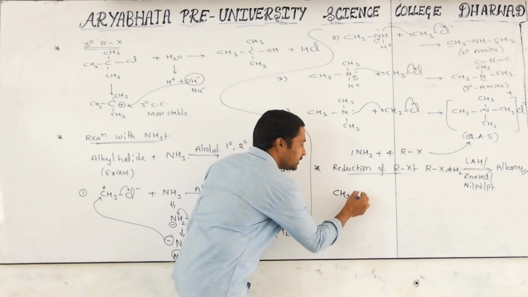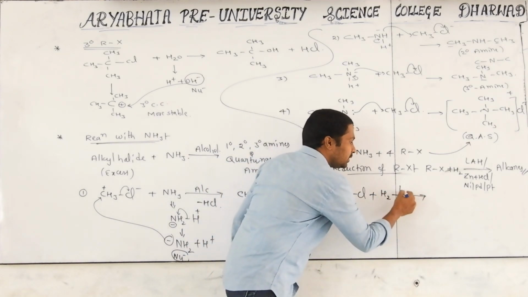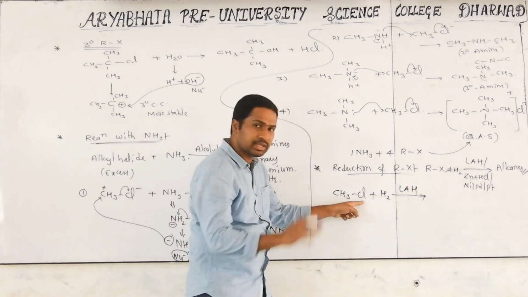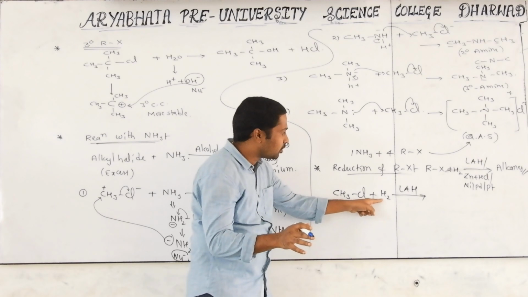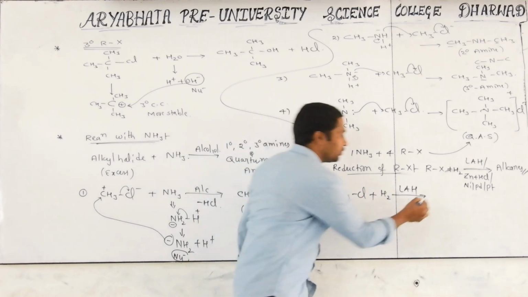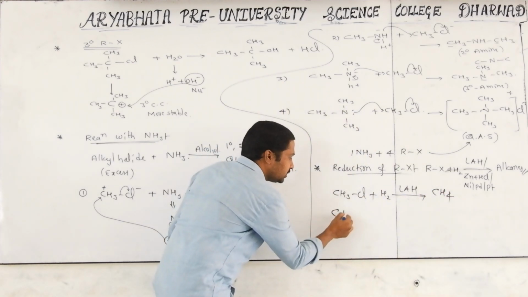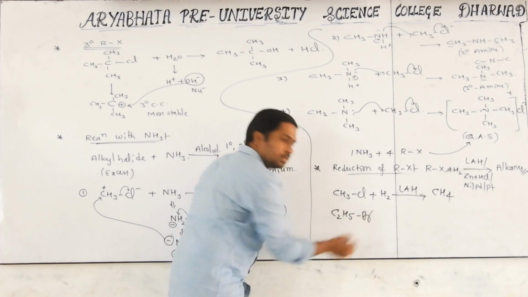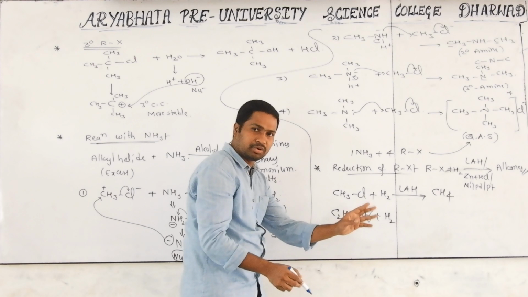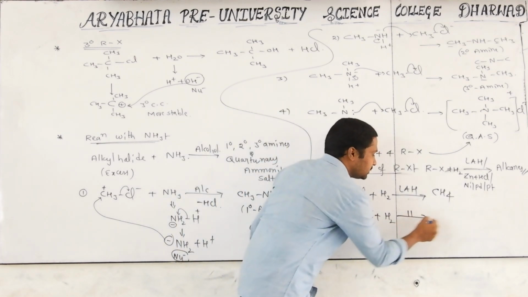Take CH3Cl undergoing reduction in the presence of lithium aluminum hydride. What is happening? The Cl goes outside, and that Cl is occupied by hydrogen. CH3 and H, CH4. We are getting methane. Now I will take C2H5Br, undergoing reduction. Same thing, H comes in, Br goes outside. Br is replaced with H. Then we are getting C2H6.